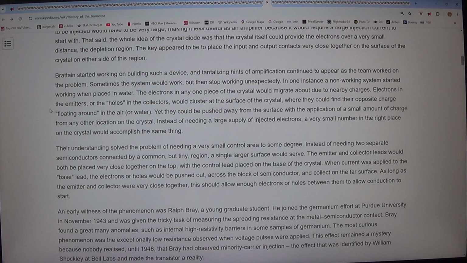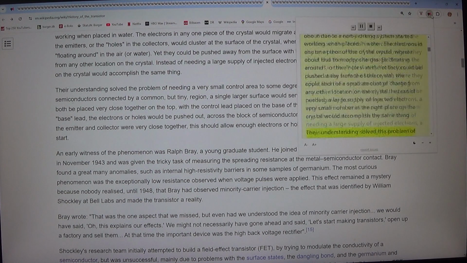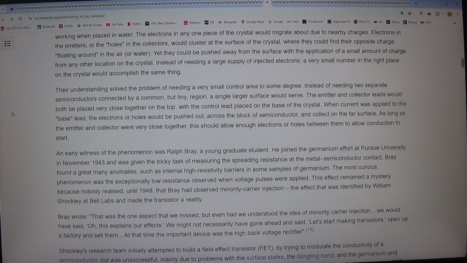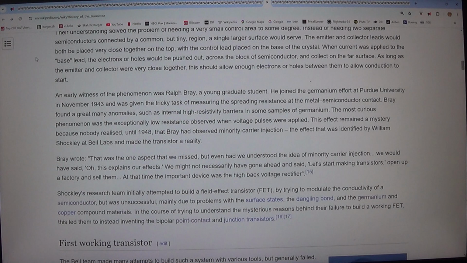Their understanding solved the problem of needing a very small control area to some degree. Instead of needing two separate semiconductors connected by a common, but tiny, region, a single larger surface would serve. The emitter and collector leads would both be placed very close together on the top, with the control lead placed on the base of the crystal. When current was applied to the base lead, the electrons or holes would be pushed out, across the block of semiconductor, and collect on the far surface. As long as the emitter and collector were very close together, this should allow enough electrons or holes between them to allow conduction to start.